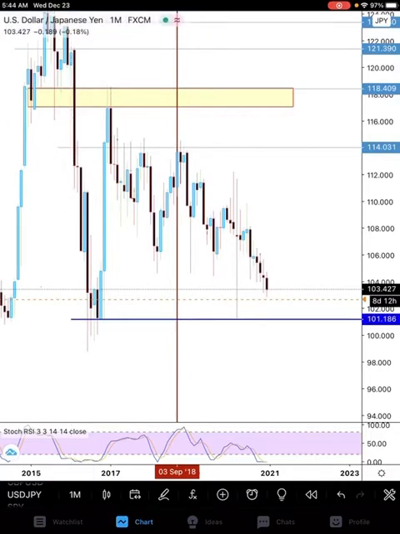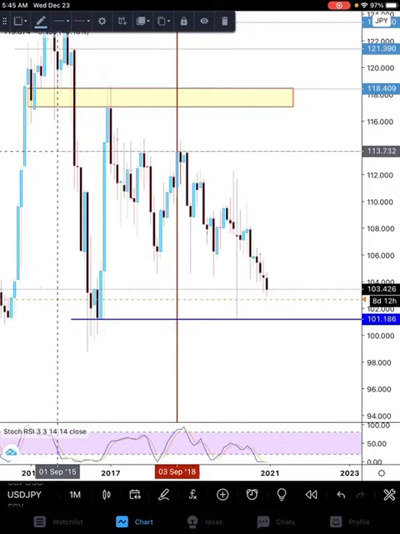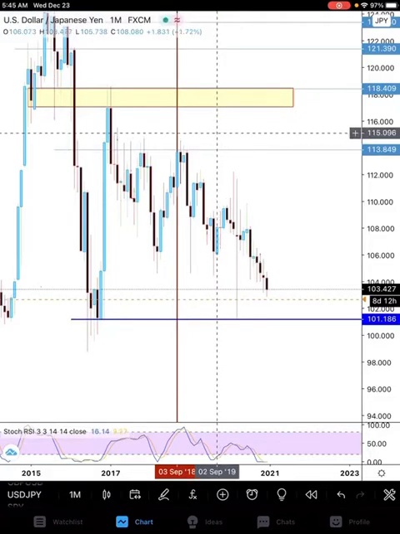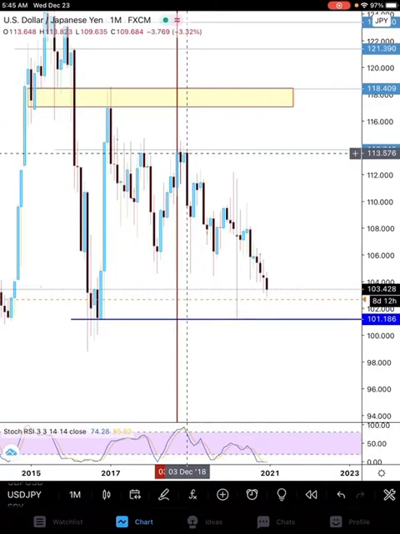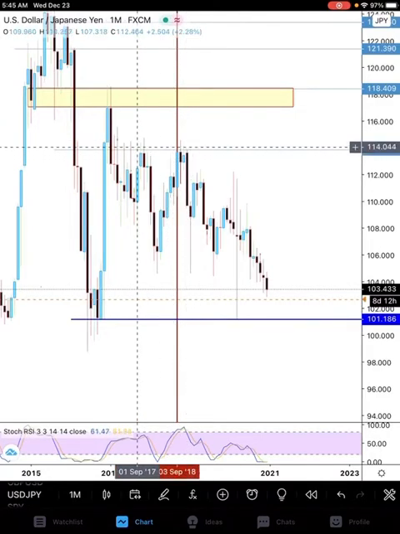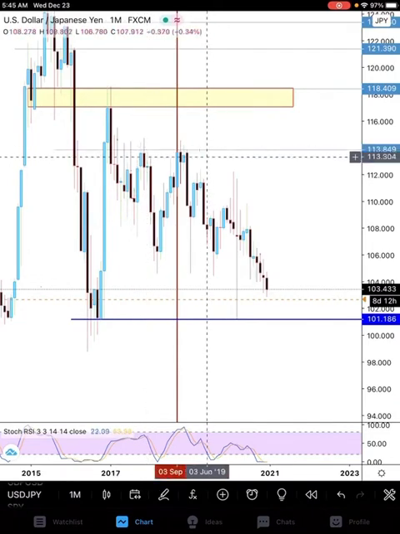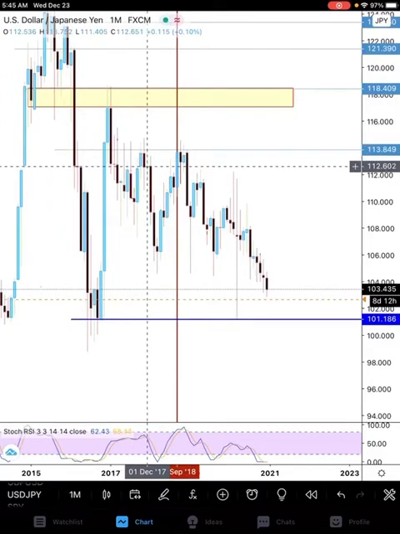And when you're drawing your horizontal lines to mark off your levels of support, you just want to make sure it's touching most of the wicks or going through where the candles themselves are closing for this monthly. The reason I'm saying that is because if you notice where they close and then you go down to a lower time frame, you're going to see high amounts of rejection there.